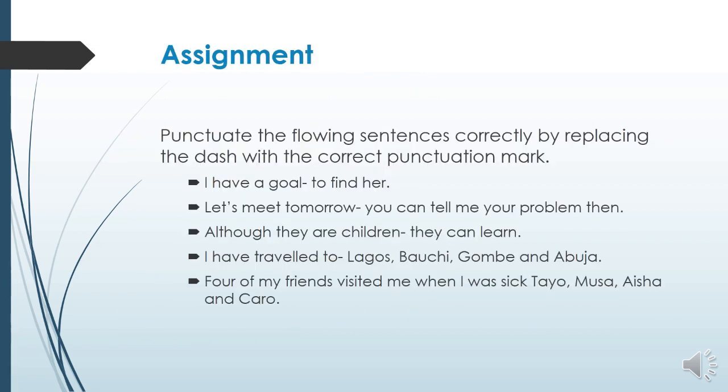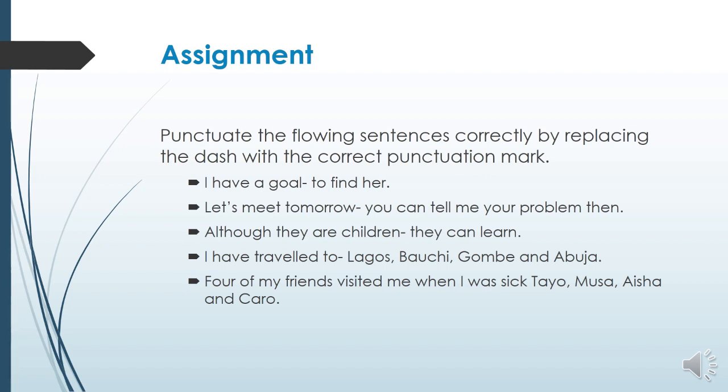Here is your assignment. Punctuate the following sentences correctly by replacing the dash with the correct punctuation mark. Pay close attention as you read, because in some cases you may not necessarily be doing any replacement. You may just leave it out. However you see it, if you read it and you think that there shouldn't be any punctuation mark there, then you leave it that way.